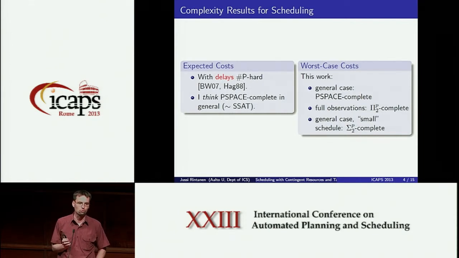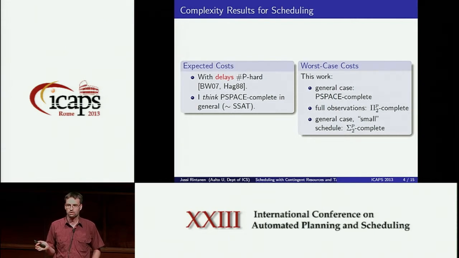And then I consider two special cases. Full observations, meaning that after you have found your schedule, but before you start executing, you know what the resource availability will be during the whole execution of the schedule. In this case, the complexity will be Pi-P-2 complete, a low level in the polynomial hierarchy.